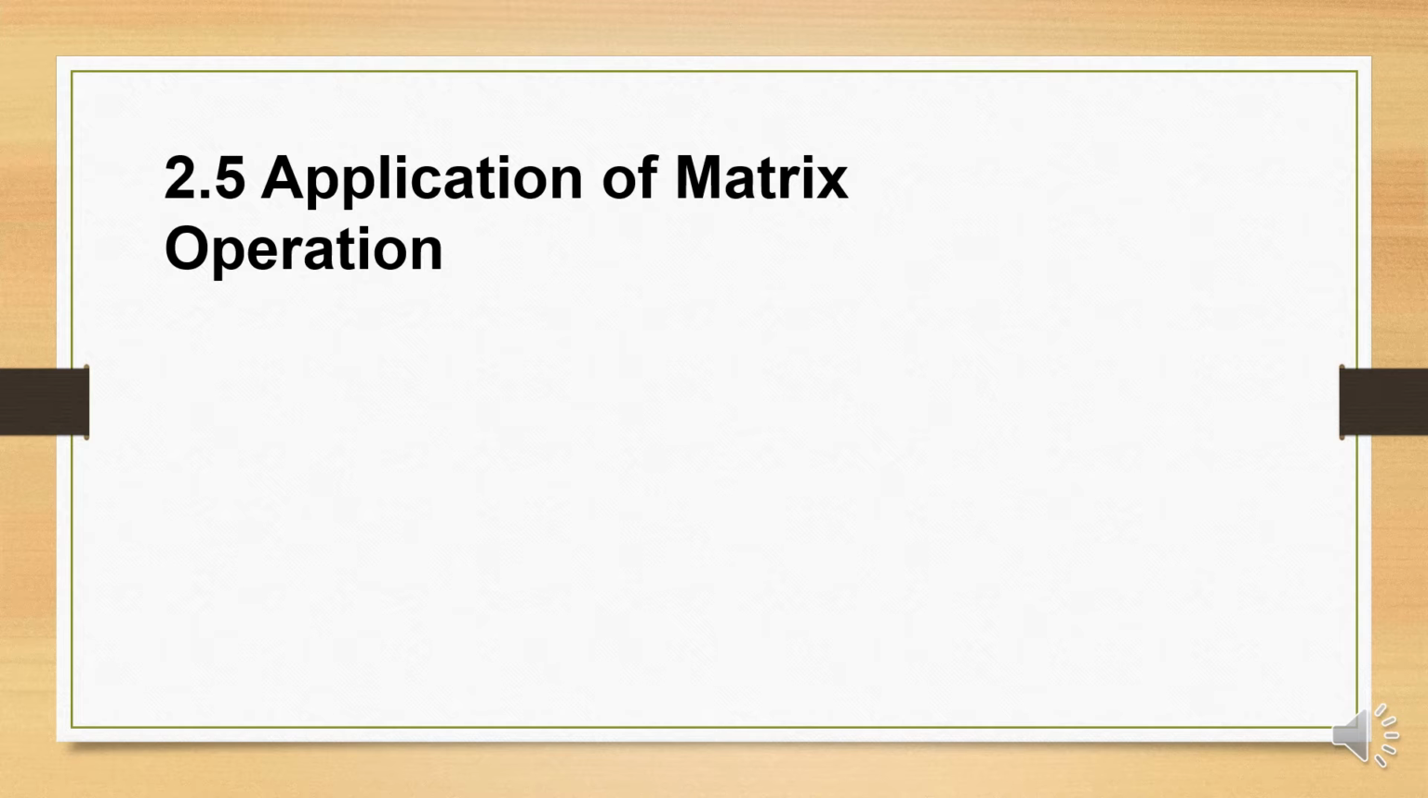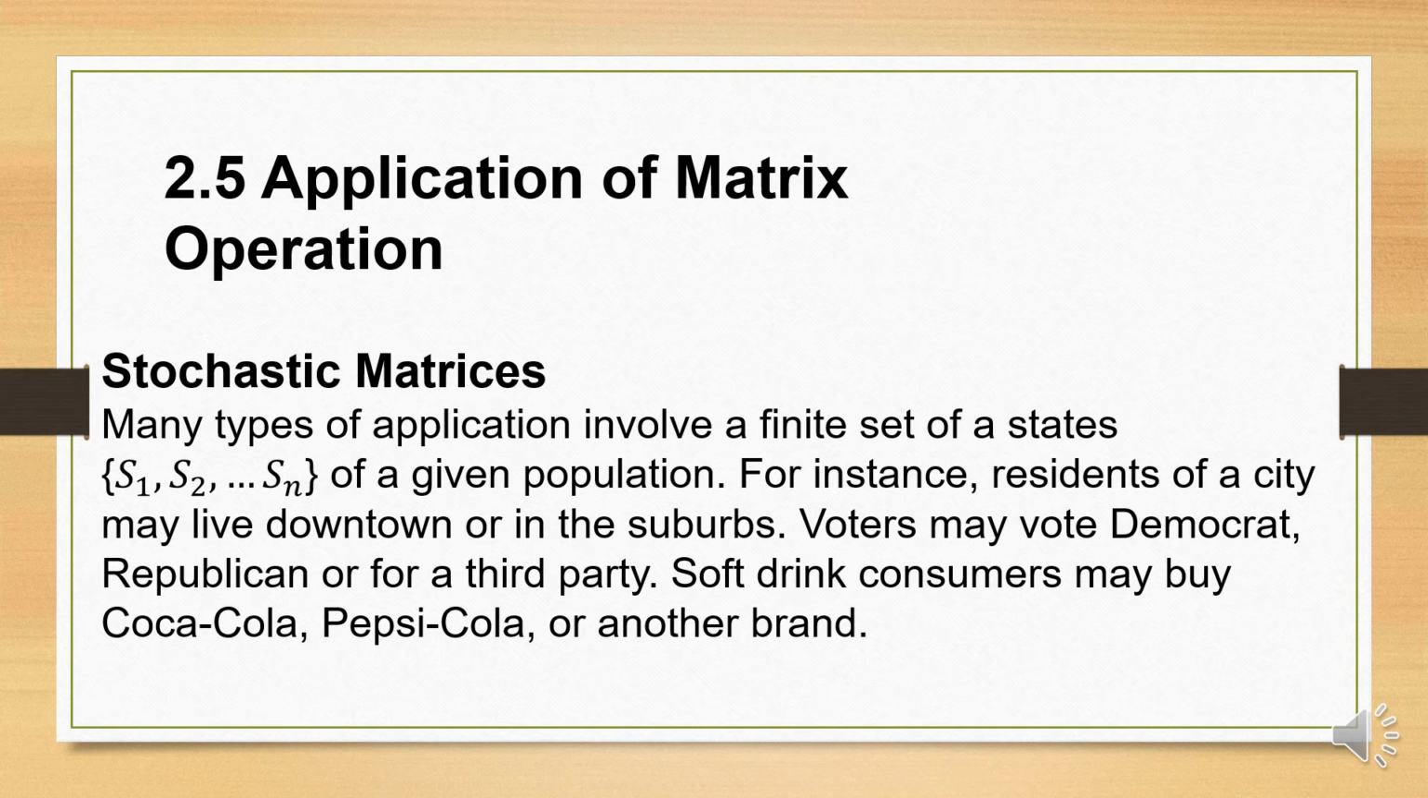2.5 Application of matrix operation. Stochastic matrices. Many types of application involve a finite set of states, S sub 1, S sub 2 to S sub n, of a given population. For instance, residents of the city may live downtown or in the suburbs. Voters may vote Democrat, Republican, or a third party. Soft drink consumers may buy Coca-Cola, Pepsi-Cola, or another brand.